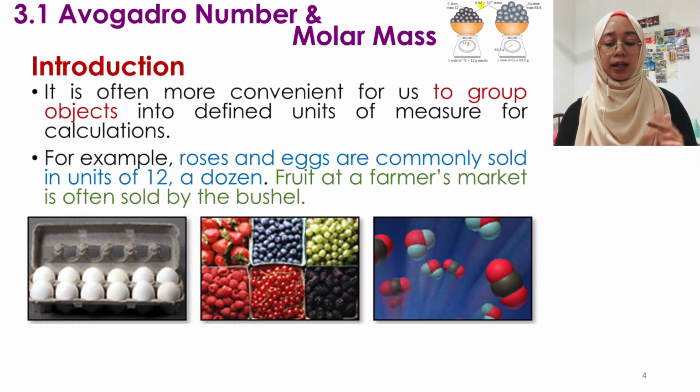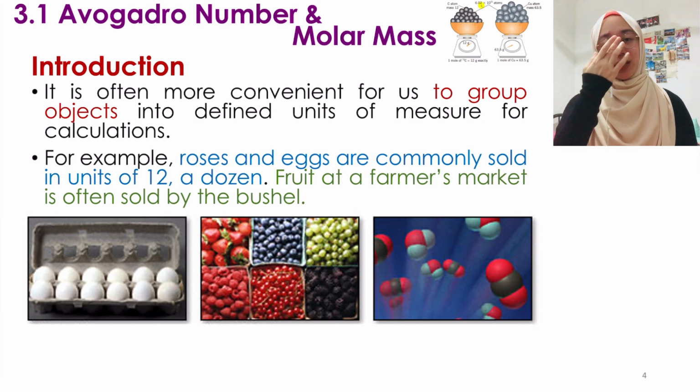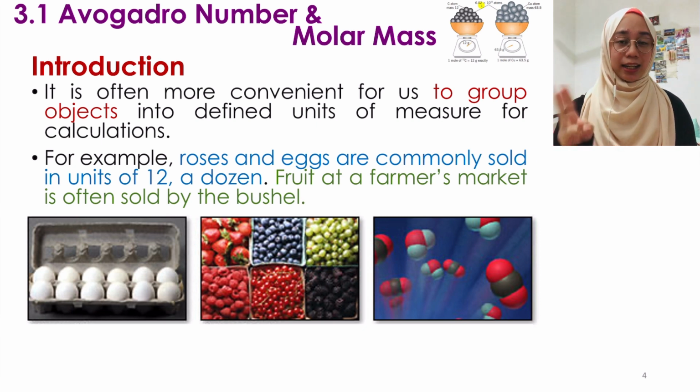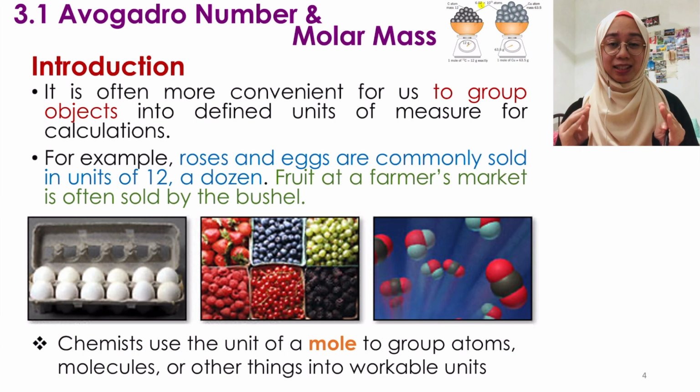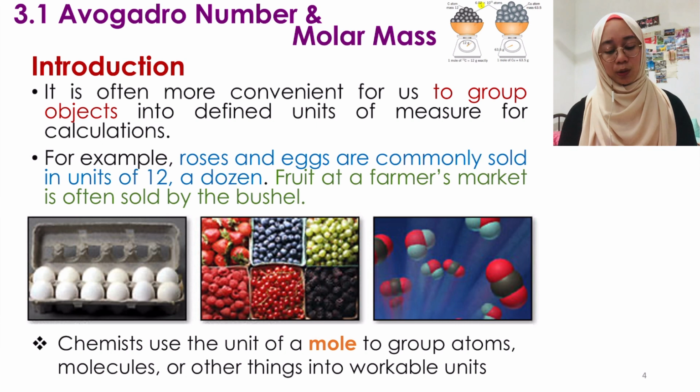Ada example roses pun sebenarnya kita akan guna dozen juga. And kalau dekat farmers market, tapi dekat Malaysia tak guna ni lah, usually dia akan jual dalam bentuk bushel. Bushel ni is actually gantang sebenarnya, 1 gantang, 2 gantang, 3 gantang macam tu. Tapi kat Malaysia kita dah tak guna dah gantang-gantang ni. So dalam chemistry itself juga pun kita ada guna juga perkataan macam ni sebenarnya. So scientists ataupun specifically chemist, dia akan guna unit a mole to group atoms, molecules ataupun ions, so that dia akan jadi a workable unit. Jadi senang untuk kita buat calculation.